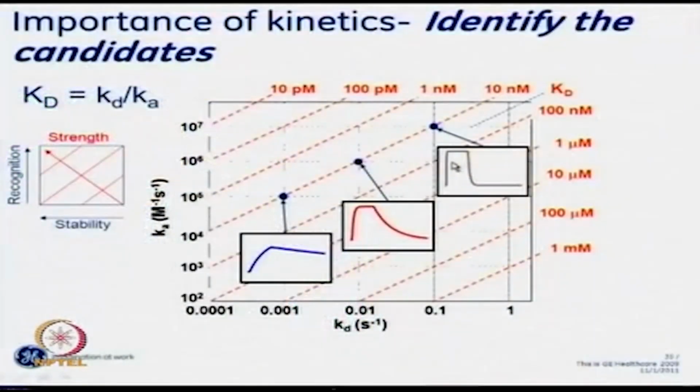So if you look at this slide, here you have 3 interactions which are captured. You have interaction 1 which is captured in blue, interaction 2 which is captured in red, and interaction 3 which is captured in black. The important thing about all these three interactions is that they have the same affinity. They have varying K on and K off, but they have the same affinity.